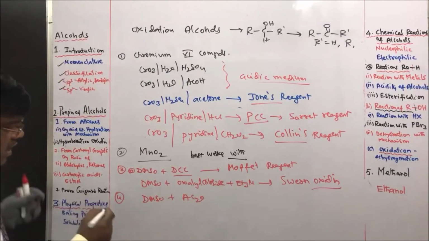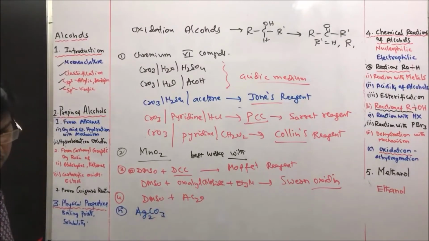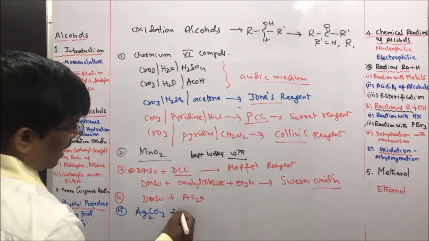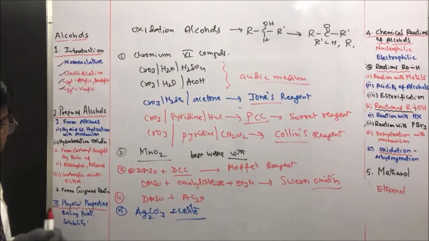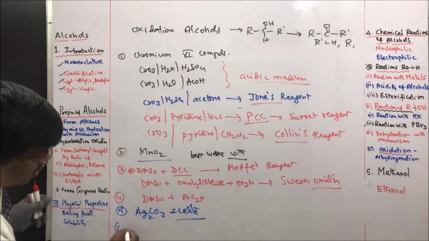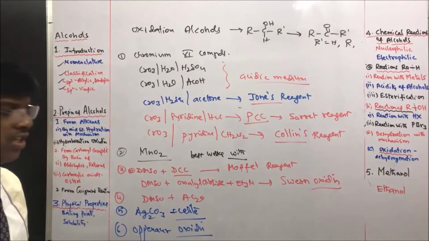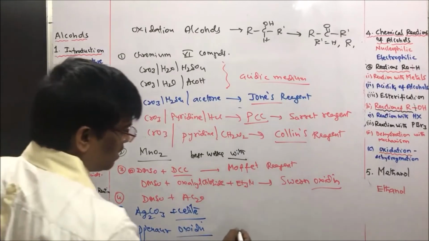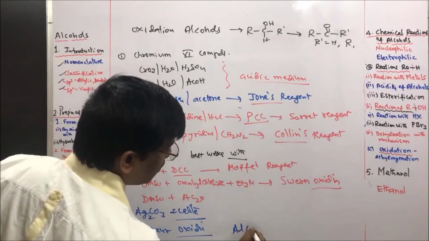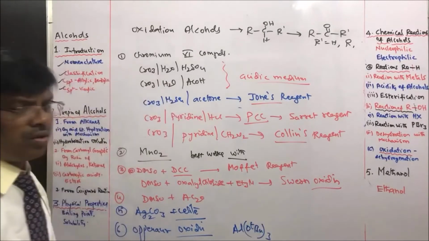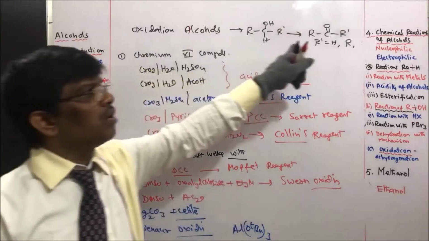The other reagent is silver carbonate, as an oxidizing agent, on Celite. A very important and chemoselective reaction is Oppenauer oxidation. It is a reversal of MPV reduction. Oppenauer oxidation uses aluminium isopropoxide or aluminium tertiary butoxide. This aluminium tertiary butoxide oxidizes alcohols to carbonyl compounds.